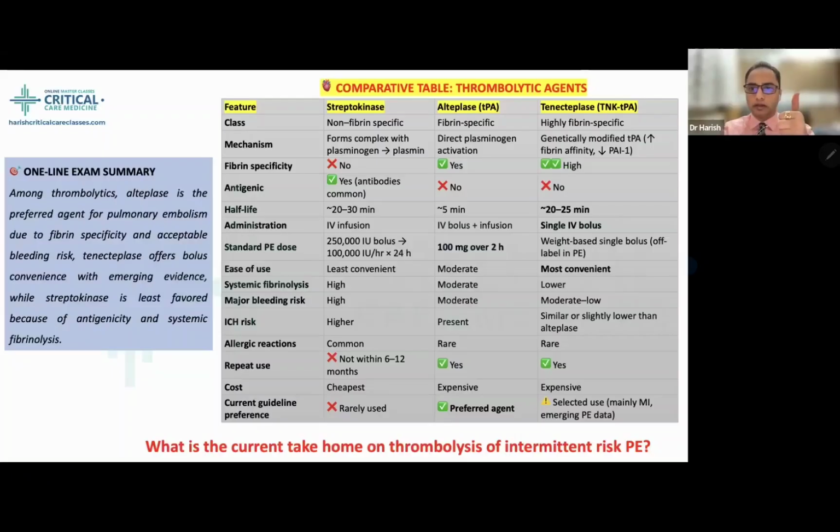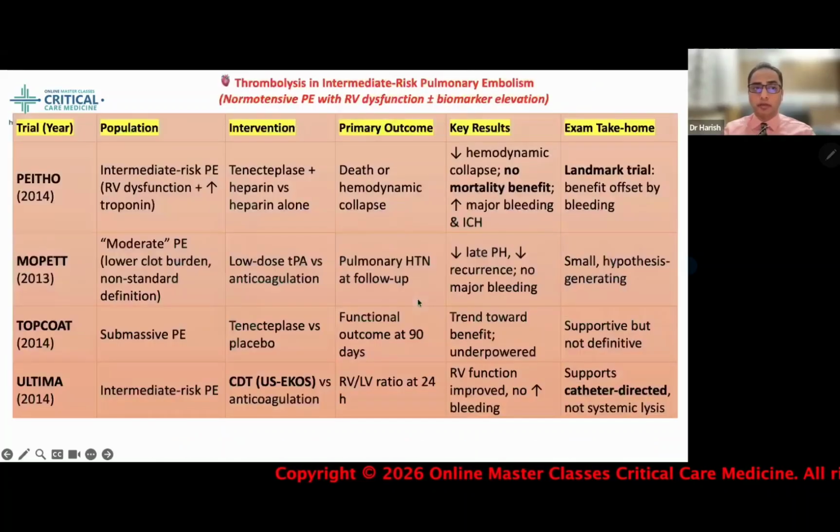Like, is troponin positive or is N-terminal proBNP positive. So intermediate risk is RV dysfunction with normal hemodynamics, with or without an increase in troponin or N-terminal proBNP or BNP. That we call an intermediate risk PE, a submassive PE. What are the indications for thrombolysis? Should we do thrombolysis for all patients? So this is the data.